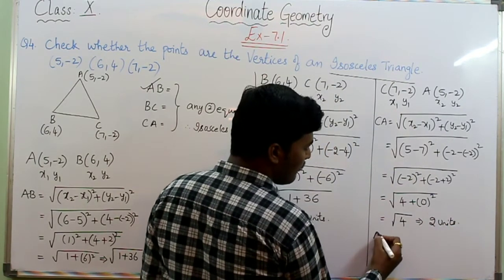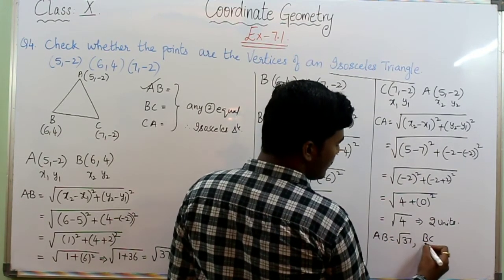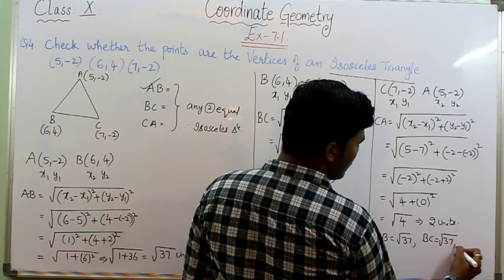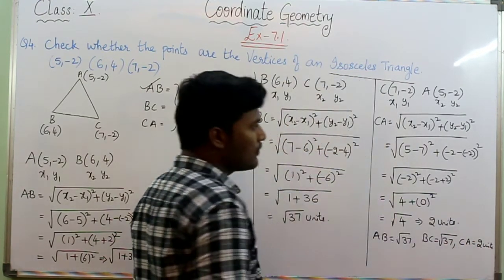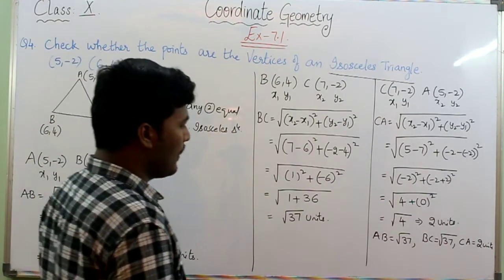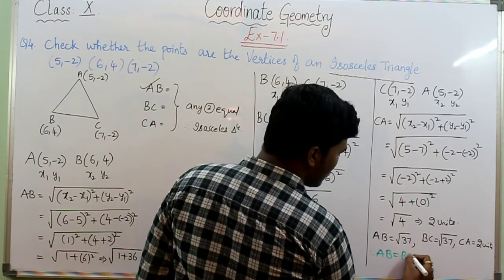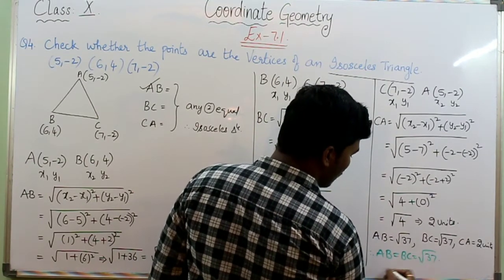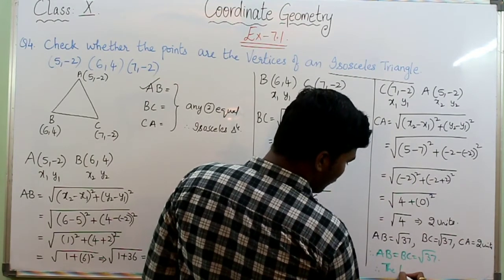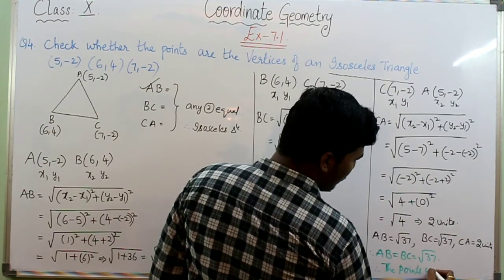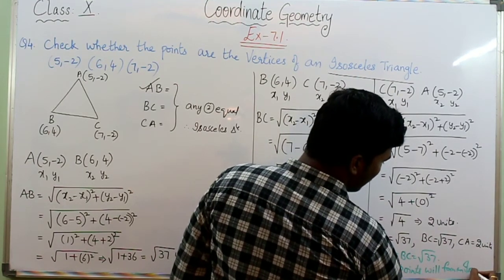So from this we have AB equals root 37 units, BC equals root 37 units and CA equals 2 units. So from this we can conclude that AB equals BC equals root 37. Therefore the given points form an isosceles triangle.